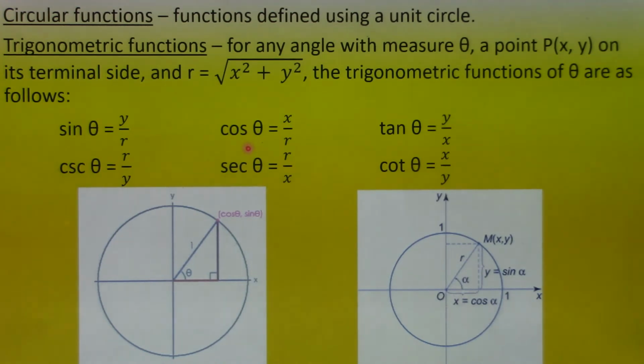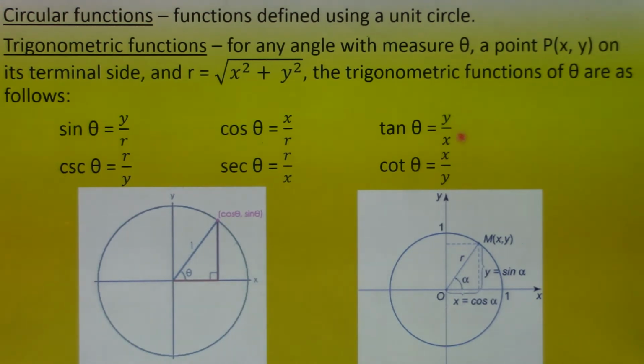Cosine is adjacent over hypotenuse. Which is the adjacent side here? If you take alpha, the adjacent side would be this side right here, which is labeled as the x. x, the adjacent side, goes on top because cosine is adjacent over hypotenuse. Hypotenuse r goes on the bottom.